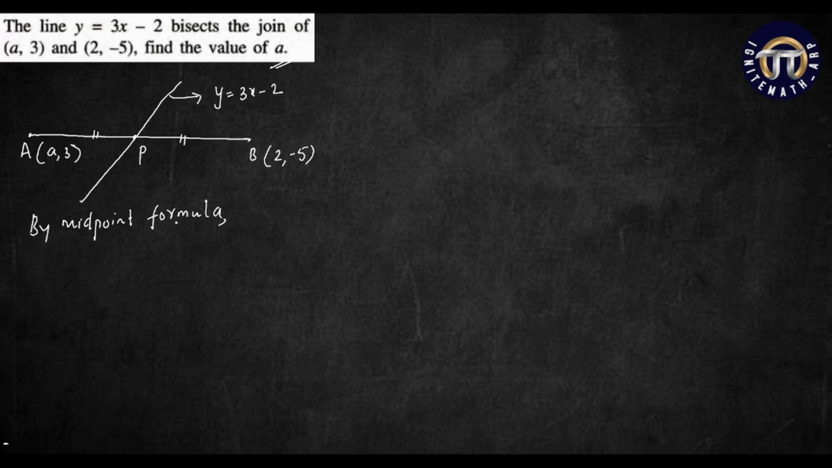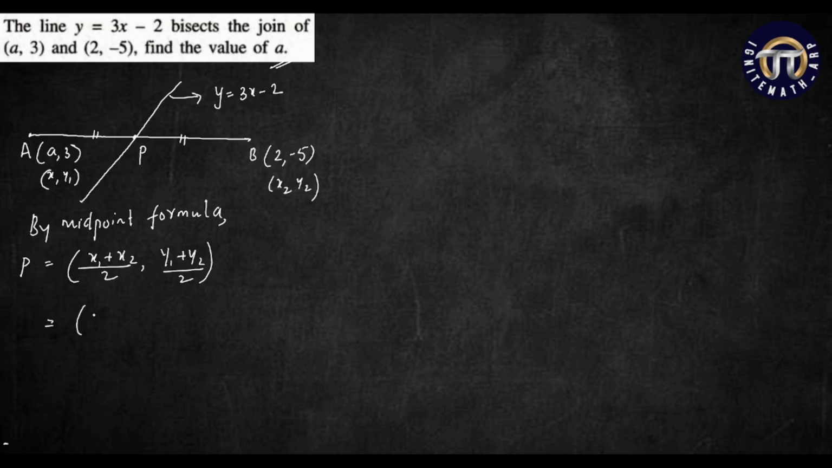So by midpoint formula, if you are getting confused what is midpoint formula, what is section formula, I have made one more video on section and midpoint formula. Please have a look at that. Right. So by midpoint formula, coordinates of P is given by x1 plus x2 by 2, y1 plus y2 by 2. So over here, I'll take this one as x1, y1 and this as x2, y2.